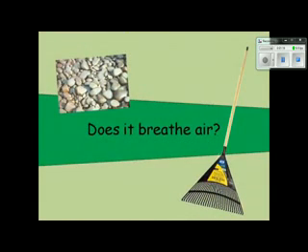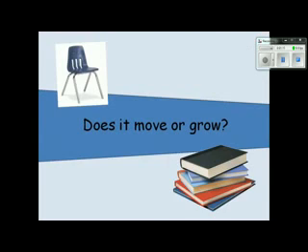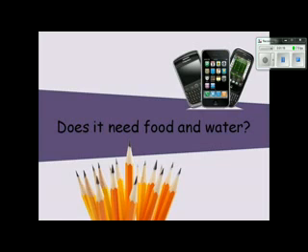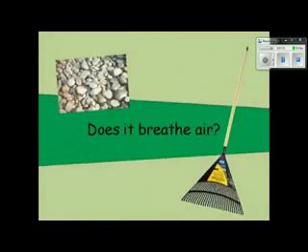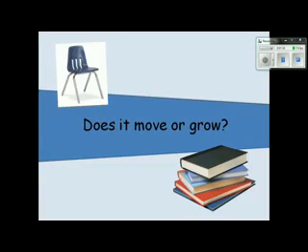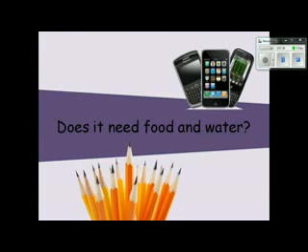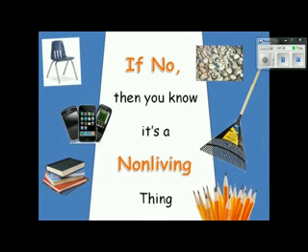Does it breathe air? Does it move or grow? Does it need food or water? If no, then you know it's a non-living thing.